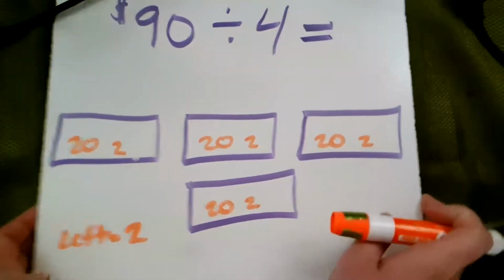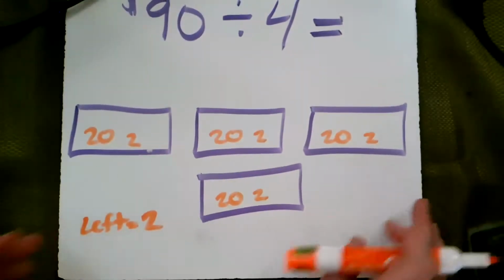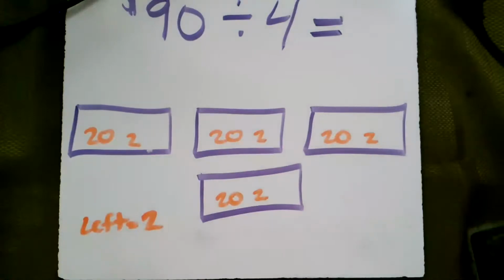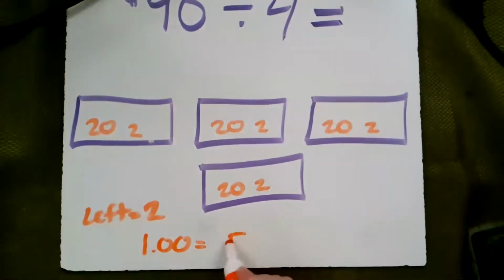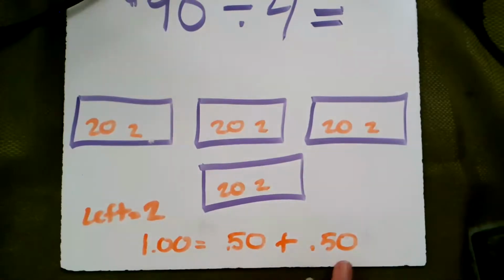Hopefully you've thought about quarters, that change. If I took $1 and I split it into 2 groups, I would have 50 cents plus 50 cents, 2 quarters. 2 quarters gave me $1.